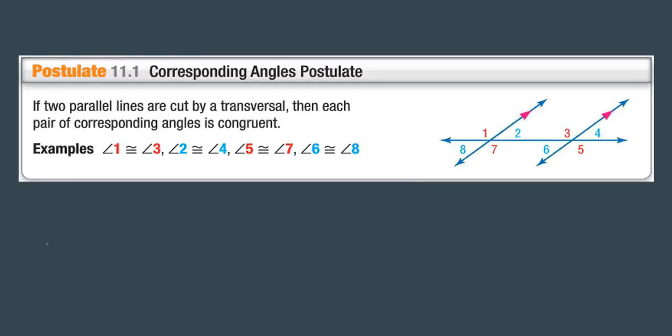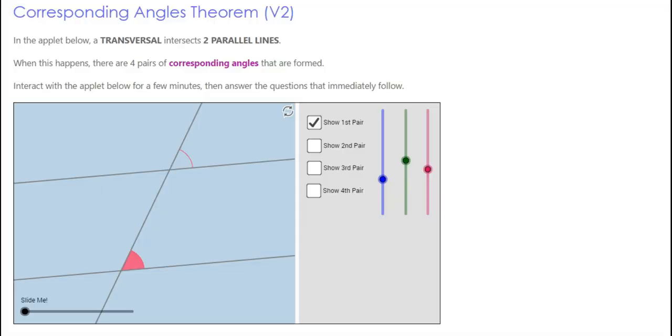Alright, let's go over our postulate. Corresponding angles postulate. If two parallel lines are cut by a transversal, then each pair of corresponding angles is congruent. Alright, so remember corresponding angles, we have to have two parallel lines. In this case, here they are, so this line and this line. Then they have to be cut by a transversal, which is this line here.